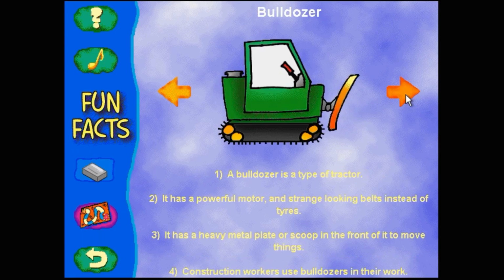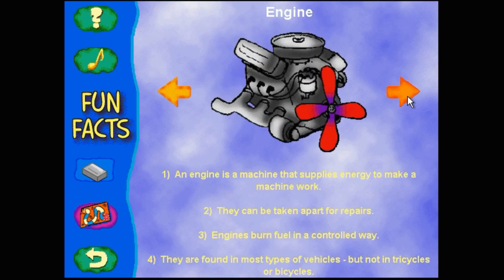Bulldozer. A bulldozer is a type of tractor. It has a powerful motor and strange-looking belts instead of tyres. It has a heavy metal plate or scoop in the front of it to move things. Construction workers use bulldozers in their work.